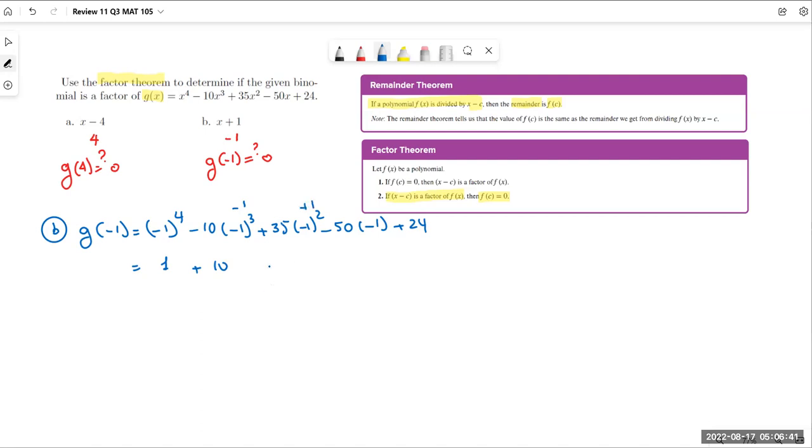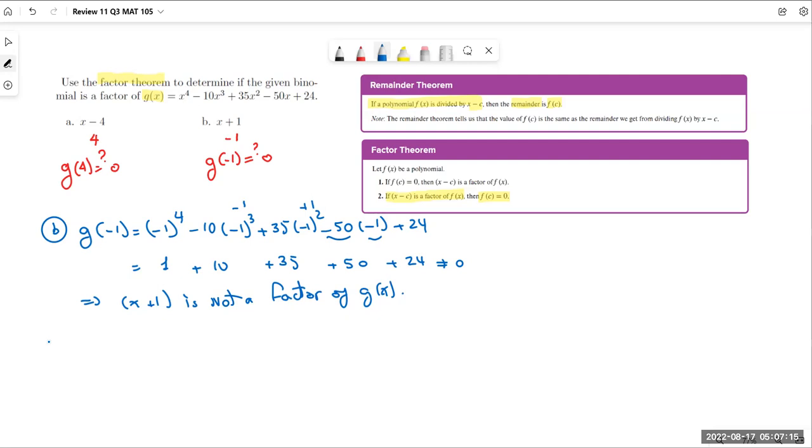So +1 times 35 is going to be 35. And here we have -50 and -1. Whenever we multiply them, it's going to be +50. And this is +24. So absolutely, this is definitely different than 0. So it's not 0. If it's not 0, then we can conclude that x plus 1 is not a factor of g of x. And you're all set.